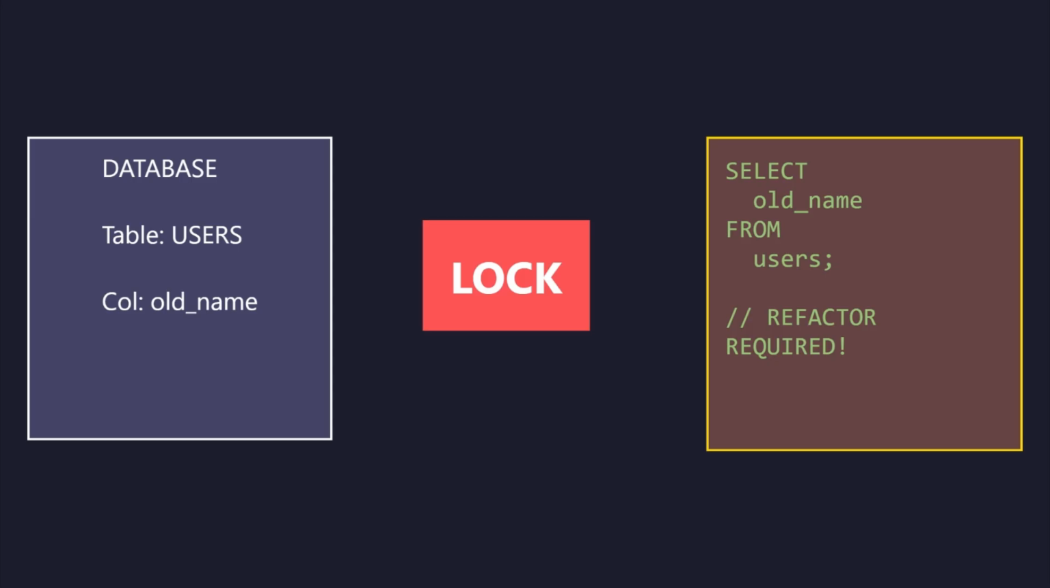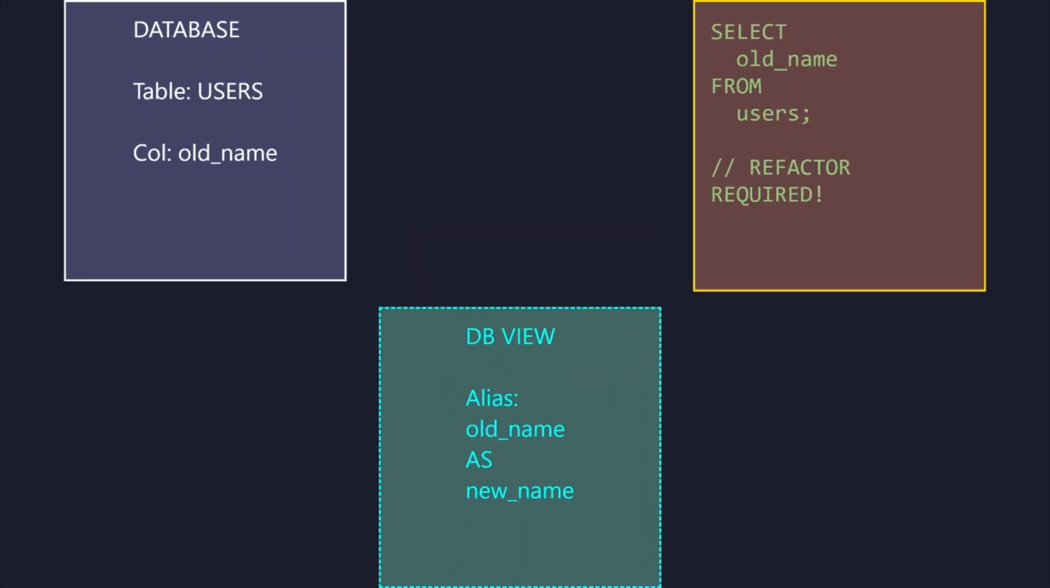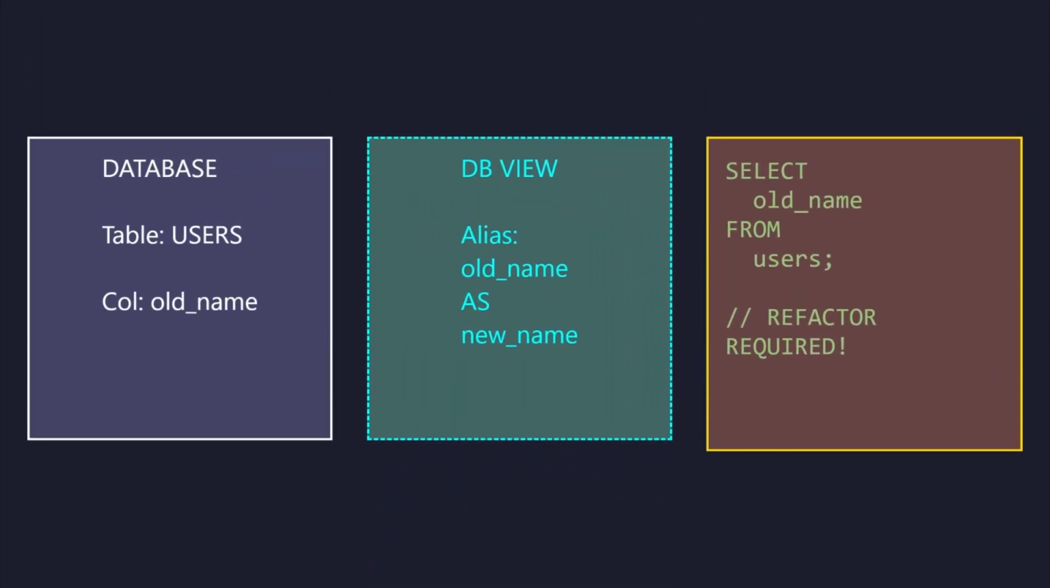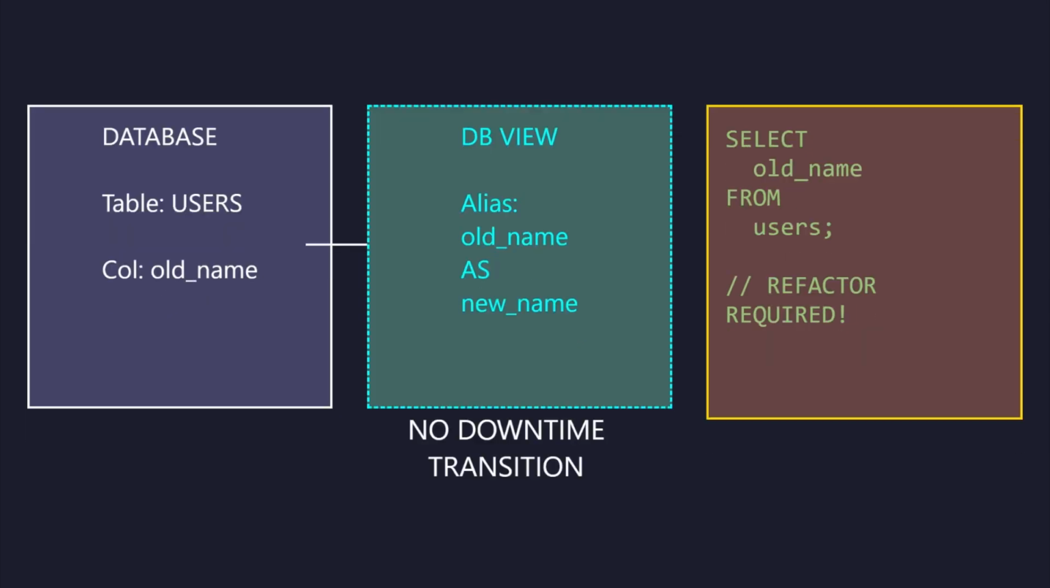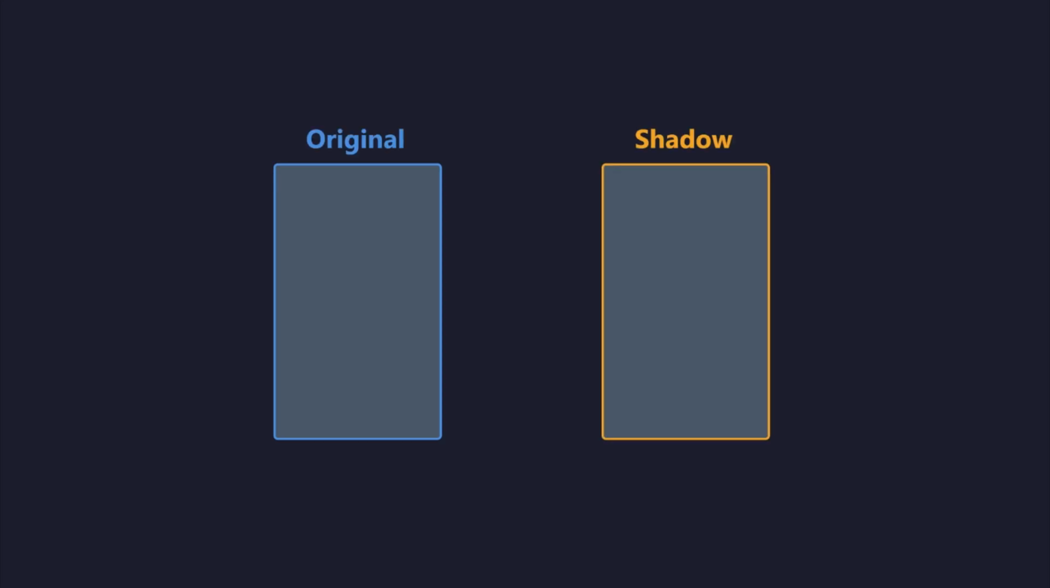Directly renaming a column requires a lock and immediate application code changes. Instead, create a view that aliases the old name to the new name. This allows the database and the application to transition names at different times without downtime.